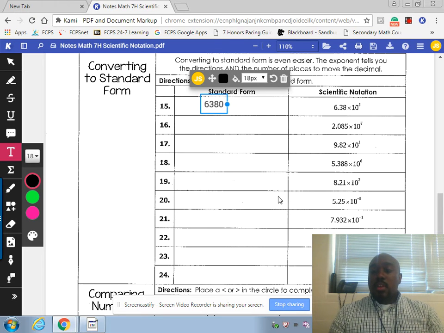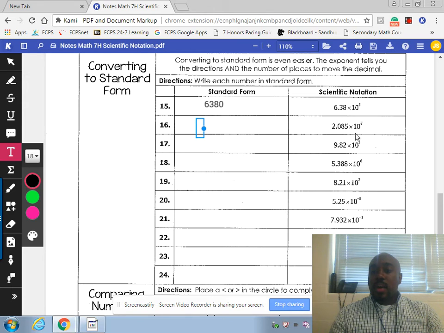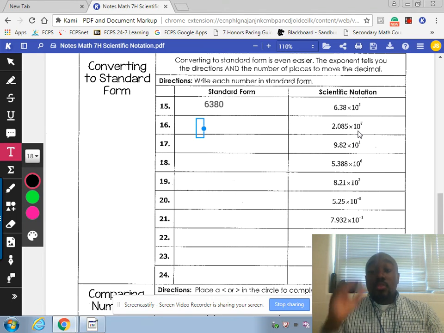Let's do another example. So now this one says 2.085 times 10 to the 5th power. Well, since it's a positive 5, we're going to move our decimal place to the right. So we start at the decimal, and we need to move it 5 spaces to the right. So 1, 2, 3, 4, 5. Well, this time we end up with 2 empty spaces. So now that means we're going to add 2 zeros at the end.